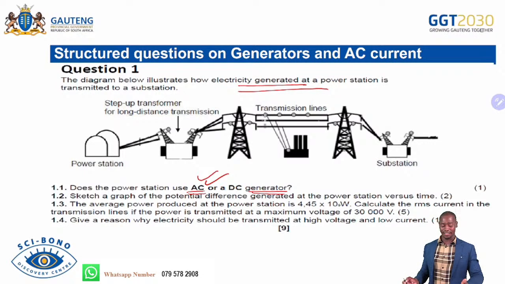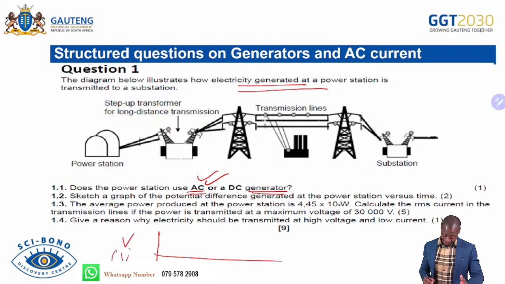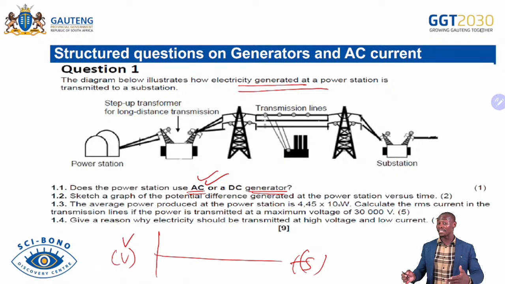So what are they expecting here? Already you have mentioned that at the power station they're using AC. So you can sketch the graph of what? Of potential difference and time. Obviously, if they're using AC, the current will alternate. Then you can draw a graph like this one.